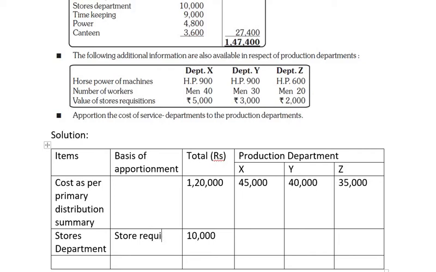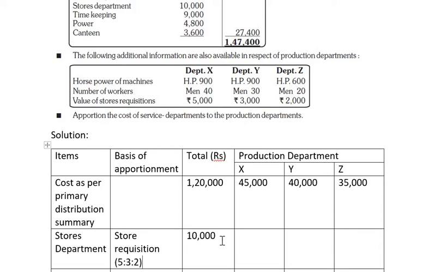Store requisition. Now the problem arises how to divide it. One way is that you have to see how much amount of store requisition is written over there. You have to calculate the ratio. So if we see, the ratio is coming to be 5:3:2. Which means I have to divide it in the ratio of 5:3:2.